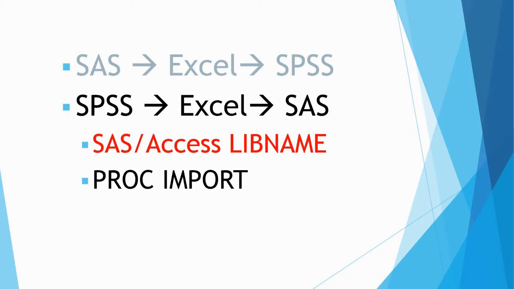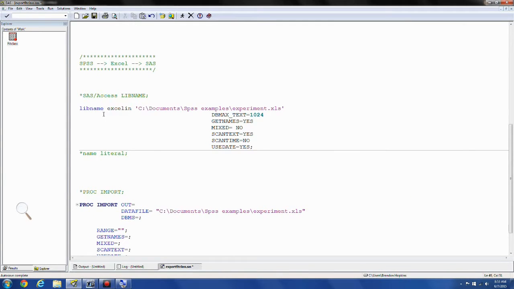So the two ways of doing this is A, to use a SAS access LIBNAME, which sometimes you hear me say LIBNAME, but LIBNAME stands for library, or use the PROC import. Now using the SAS access LIBNAME, we use this line of code. Now notice there's no semicolon in between these. I'm going to create a library that is that Excel spreadsheet.